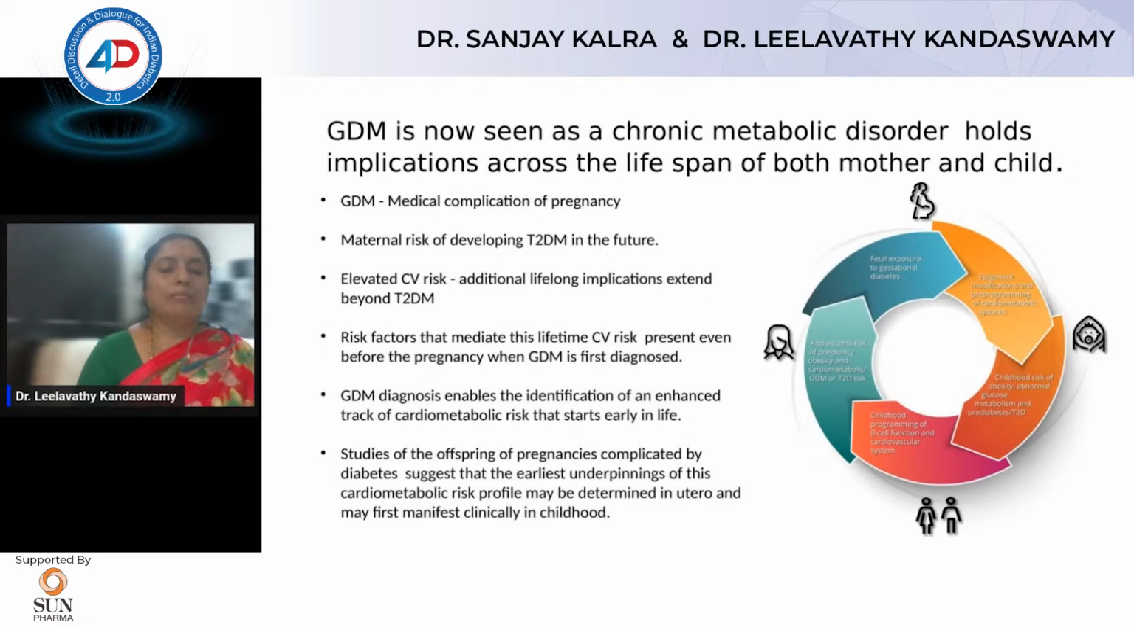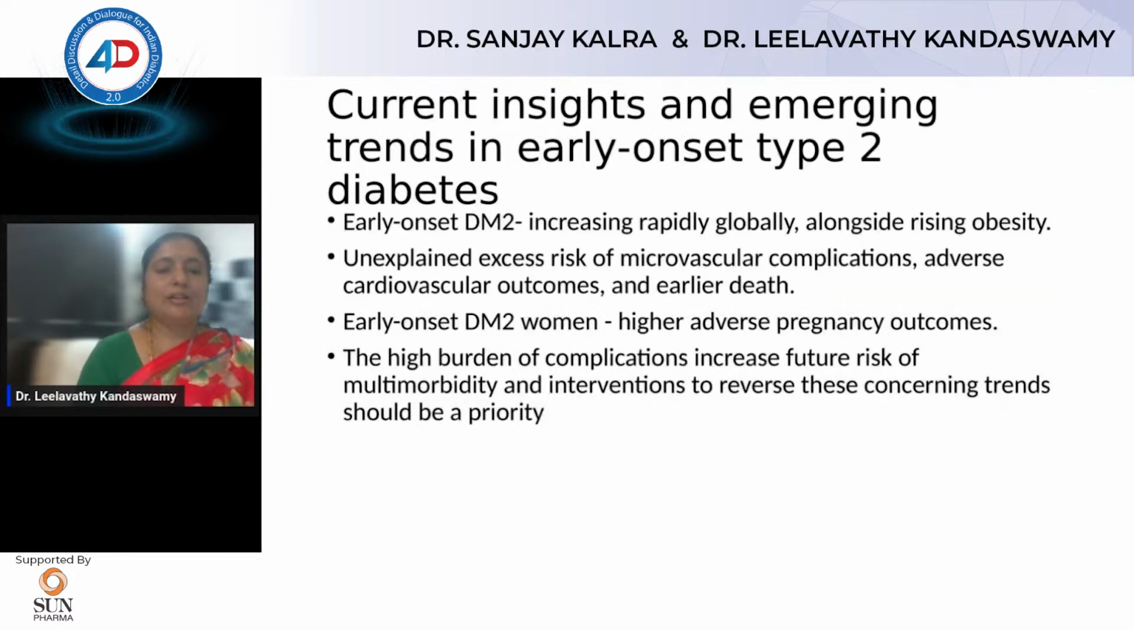So, in addition to maternal outcome and maternal cardiovascular risk factor, if we look into the offspring of pregnancy complicated by diabetes, this also increases the risk of cardiometabolic risk in childhood due to exposure of hyperglycemia to the baby, and it can cause epigenetic changes. So it is very important that we follow both mother and the child following the diagnosis of gestational diabetes.